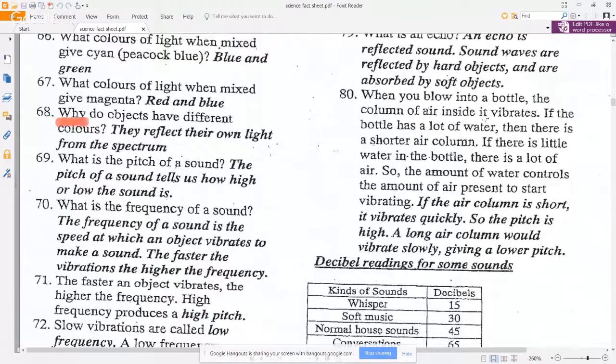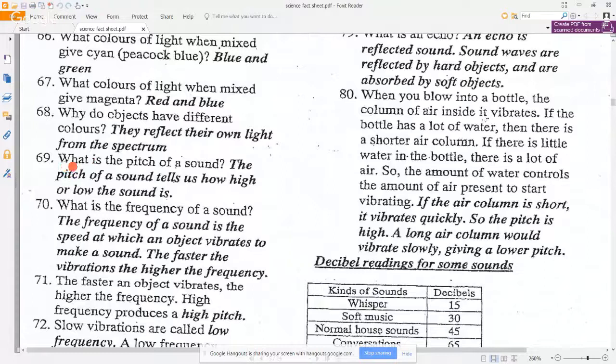68. Why do objects have different colors? They reflect their own light from the spectrum. Why do things have different colors? Because they reflect their own light from the spectrum.